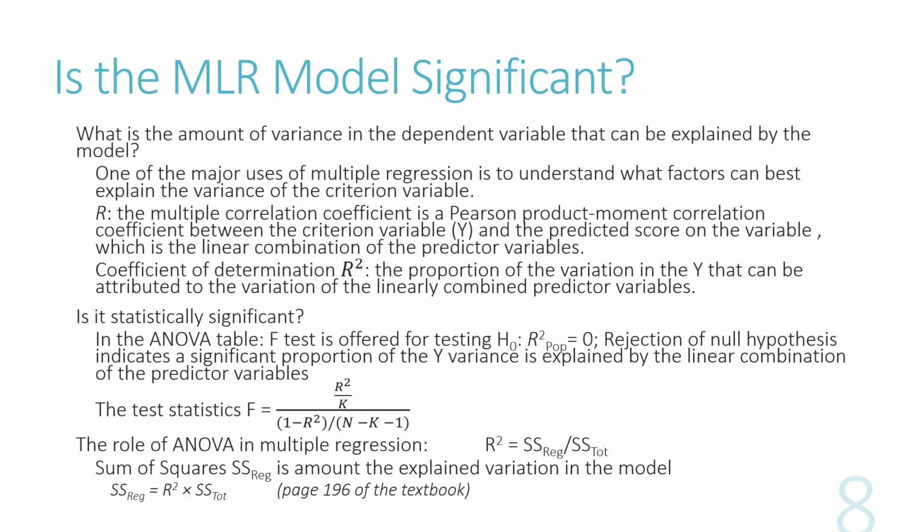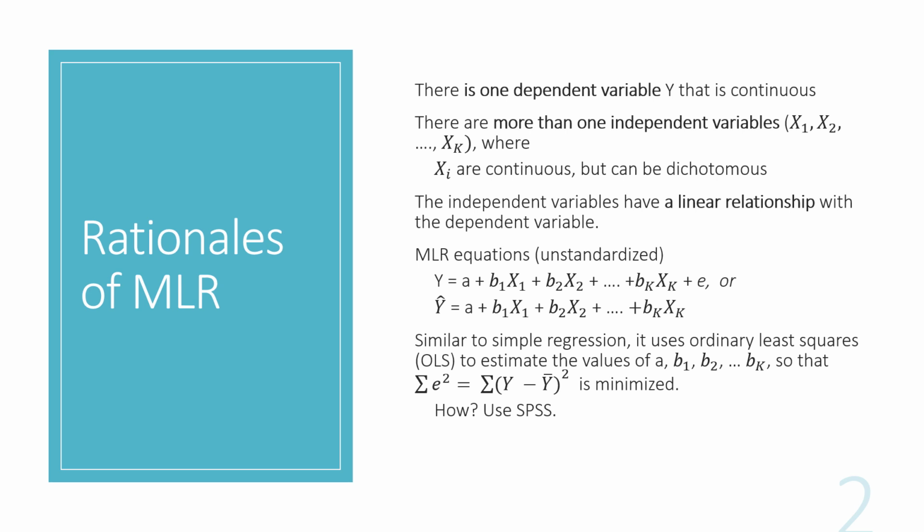Without repeating the details of running the analysis, I would like to highlight a few key points. First, like simple regression, multiple regression relies on ordinary least square estimation. The OLS method minimizes the differences between the observed and the predicted Y values. The SPSS output provides regression coefficients and regression constant.